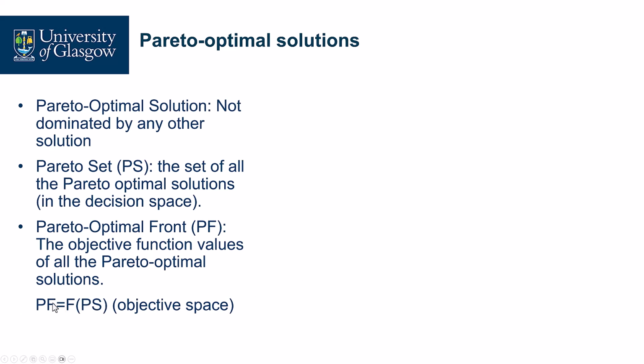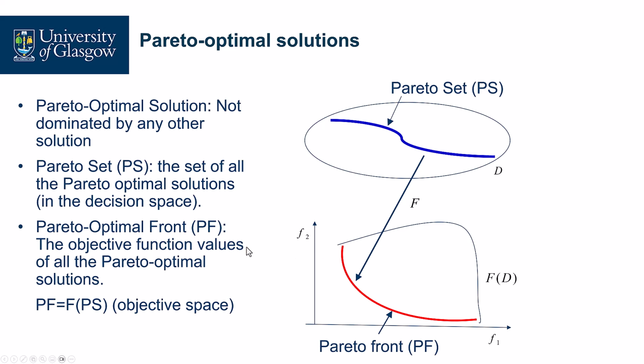So the Pareto front is in the objective space. We can see here in the decision space, this is the Pareto set. We calculate their objective function values, and it comes to the objective space, f1, f2. This one we call the Pareto front. So this is what we want to get for multi-objective optimization.